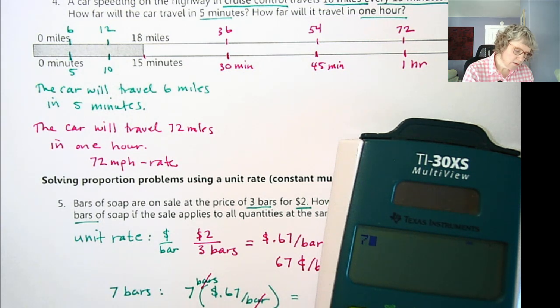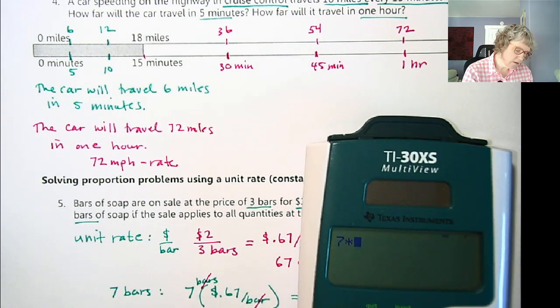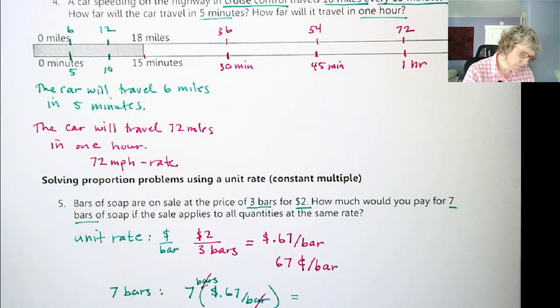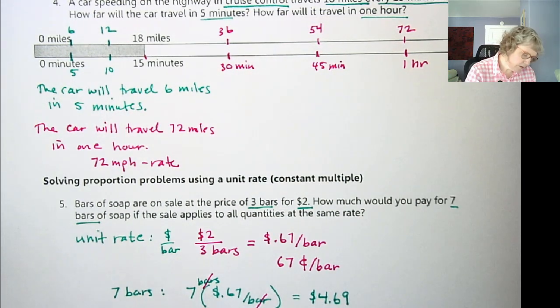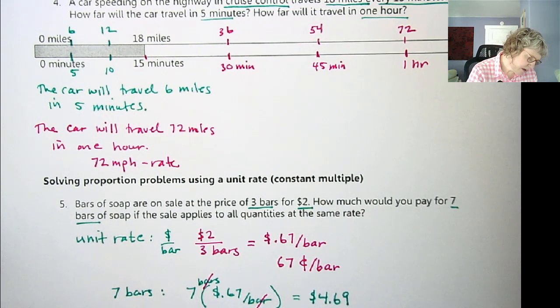So 7 times 0.67 is $4.69. Okay, so I would answer my question. I would pay $4.69 for 7 bars of soap.